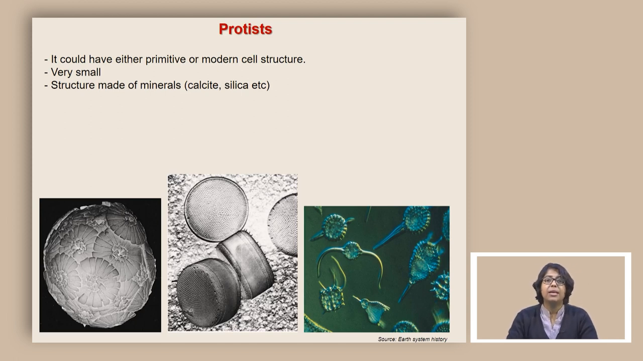Protists, as we said, are part of these unicellular organisms. They are not prokaryotes, they are eukaryotes, but they can be single-celled organisms. They can have primitive or modern cell structure. They are generally very small, and the structures are made up of minerals, sometimes calcite, sometimes silica. Some of the examples include foraminifers, radiolarians, coccolithophores, diatoms.